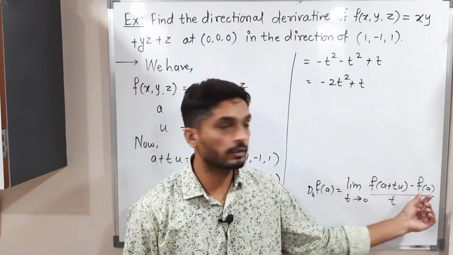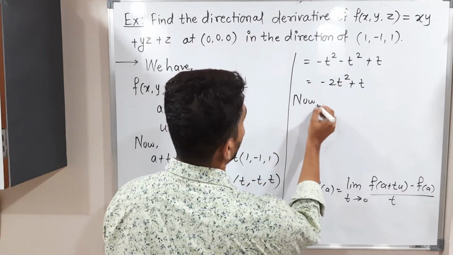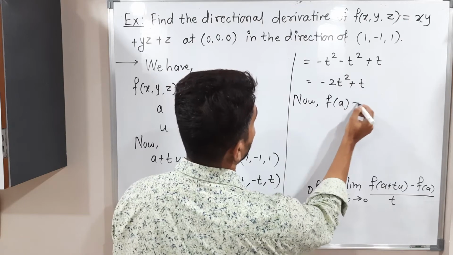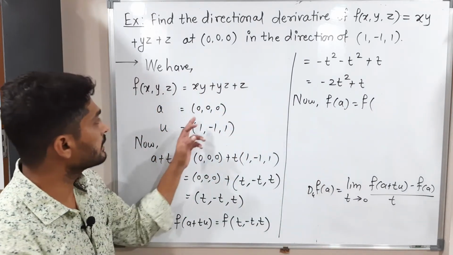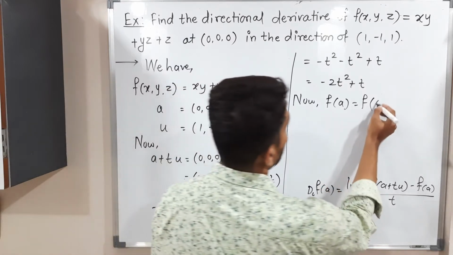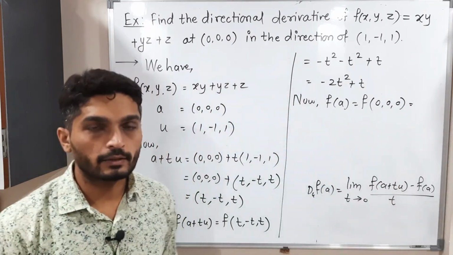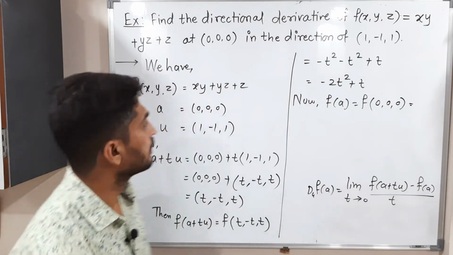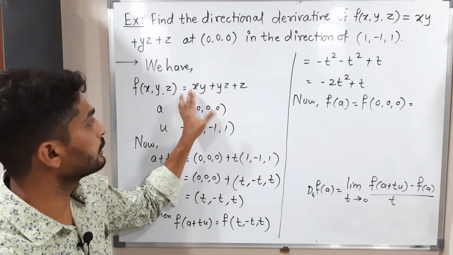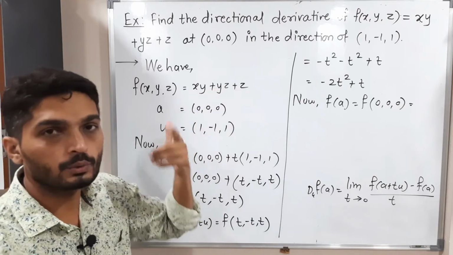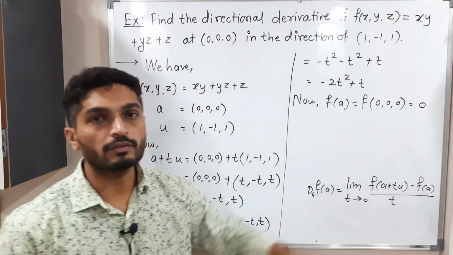After that, we should calculate f of a also. What is the value of a? a is (0, 0, 0), so x, y, and z, all of them are 0. Following the definition, 0 into 0 is 0, here also 0 into 0 is 0, and if you add zeros, we will have 0. So in this way, I got f of a also.